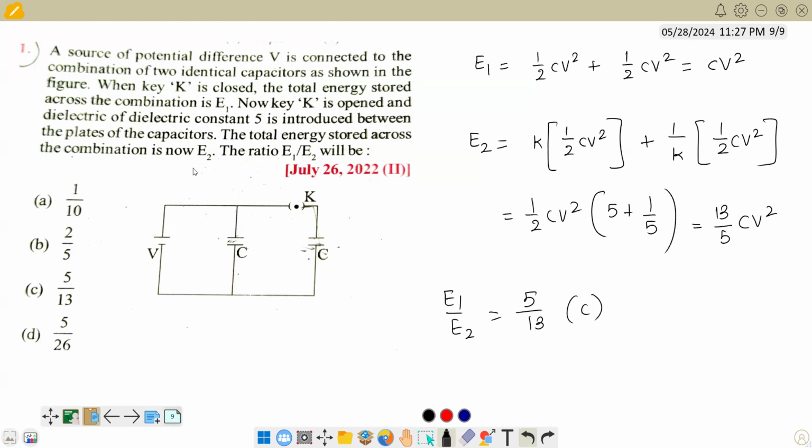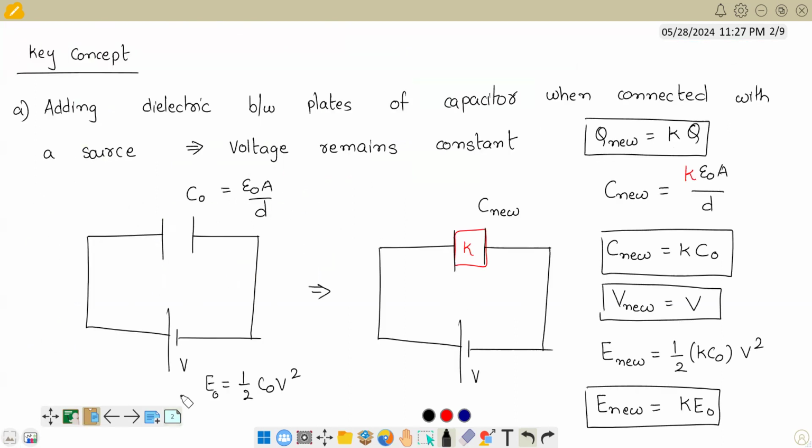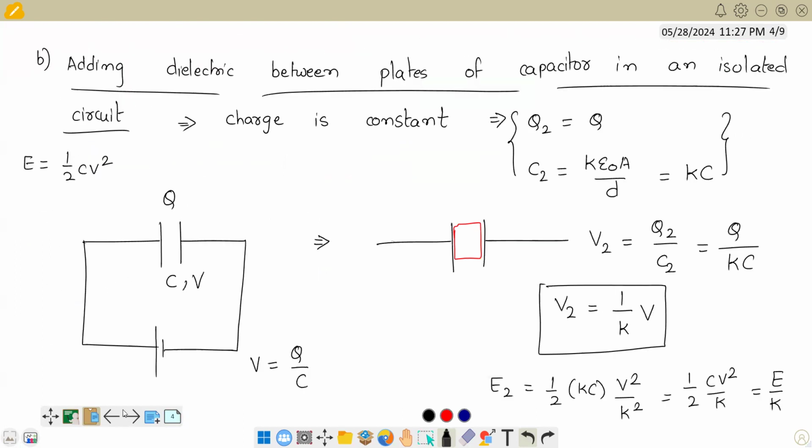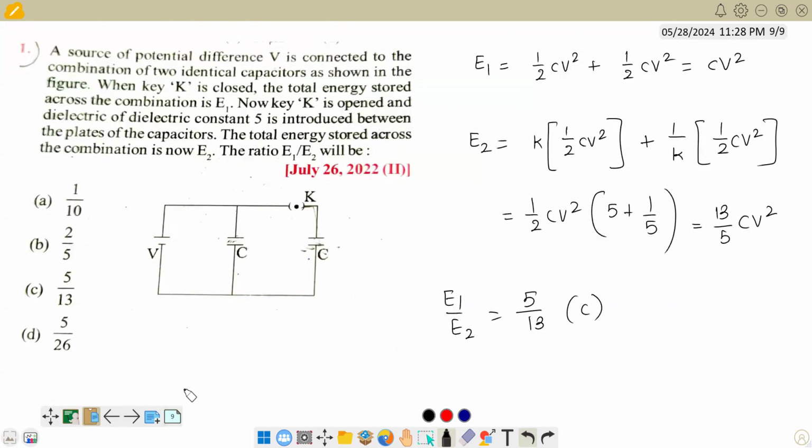So the most important concept in this is what happens when you place a dielectric when the source is connected, and what happens when you place a dielectric in an isolated situation. Both are very, very important. I hope you understood how to solve this problem.